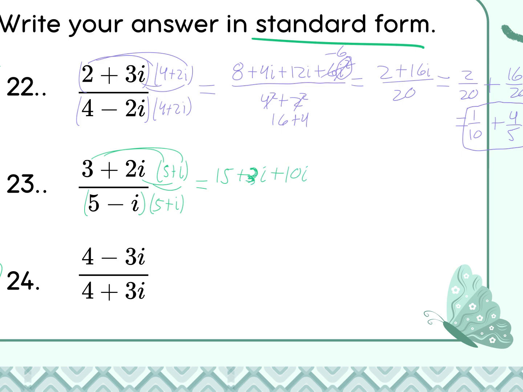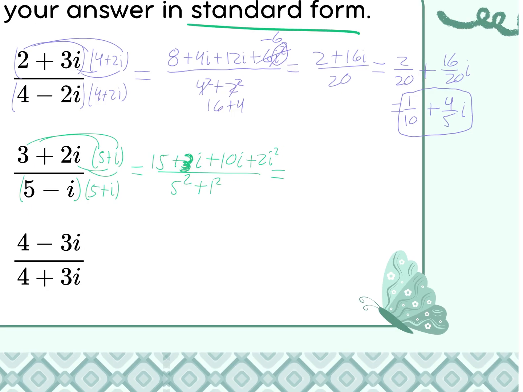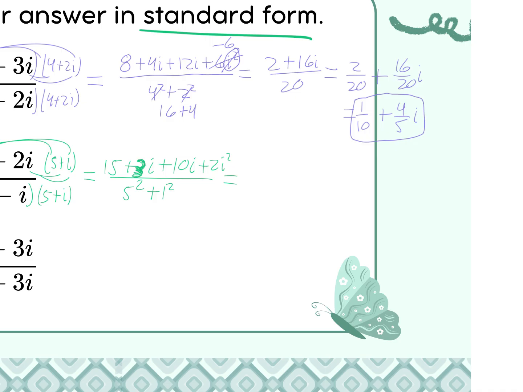Hang on, let me make sure that's clear, right? That's a 3. All right, so I get 3i plus 10i plus 2i squared. And on the bottom, I can use my shortcut again. All right, so a squared plus b squared is going to get me a 5 squared plus 1 squared. And 2i squared is the same as negative 2. All right, so 15 minus 2 is 13, plus 3i plus 10i is 13i.